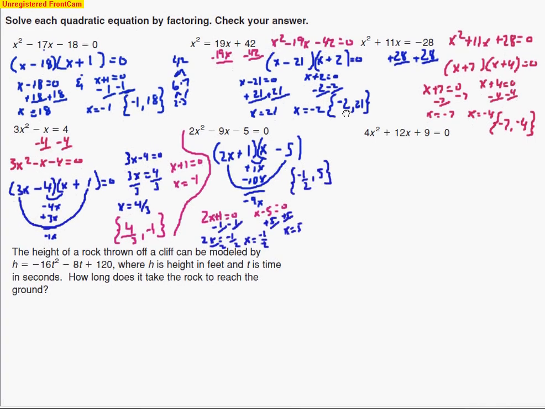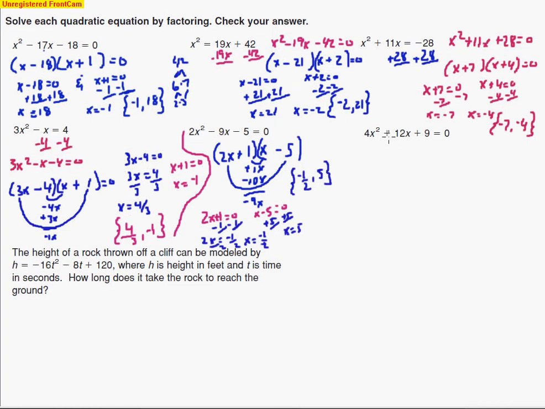Well, taking a look at the next one, we've got ourselves a plus sign for the last term. And notice that this is a perfect square and this is a perfect square. So what I'm going to do, my first attempt at this, since I have two perfect squares, is to think of this as a trinomial square. So 2x and 2x make the 4x squared. 3 and 3 make 9. I'm going to put plus signs in there.